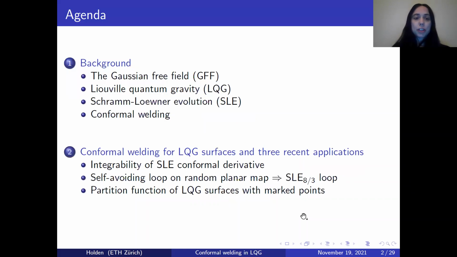So I will start the talk by introducing three objects that we will be encountering later in the talk. These are the Gaussian free field, Liouville quantum gravity, and the Schramm-Loewner evolution. And I will also very briefly explain what conformal welding is. Then in the second part of the talk, I will present our conformal welding results for LQG surfaces, and I will also be giving three recent applications. The first application is to the integrability of SLE. The second application is to random planar maps. And the third application is to the partition function of LQG surfaces with marked points.